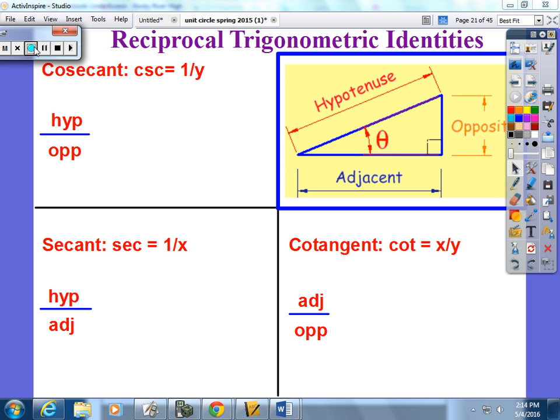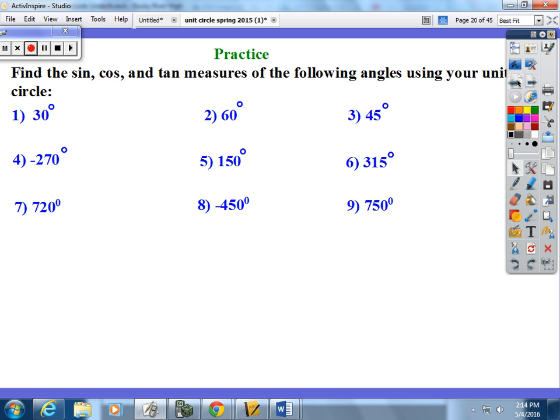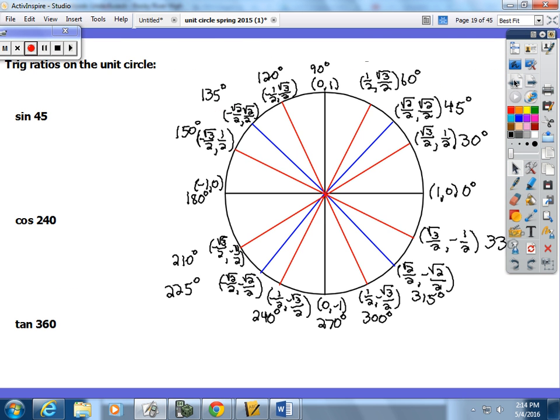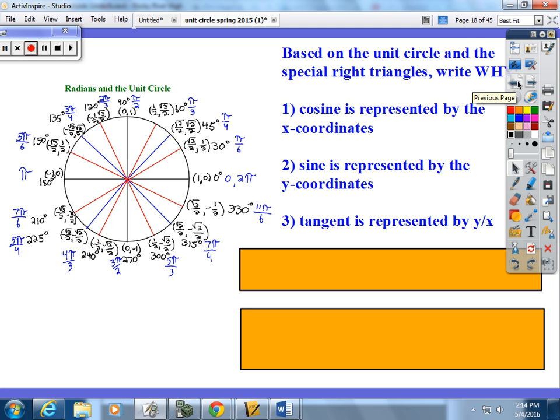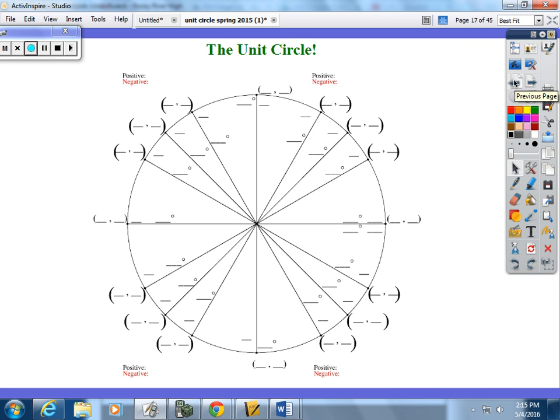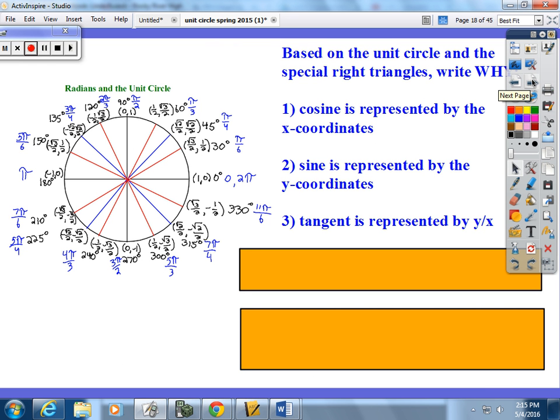Okay, so this video is to continue filling in your unit circle. We're going to start by filling in sine, cosine, and tangent functions on your worksheet that goes with your unit circle. So basically, all you need to remember for the sine and cosine functions are that cosine is always your x coordinate and sine is always your y coordinate. Then tangent, you just take your y coordinate and divide it by your x coordinate.